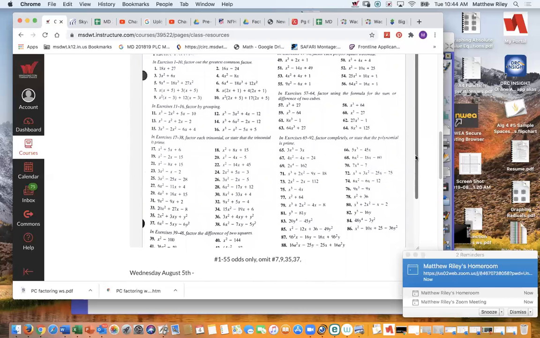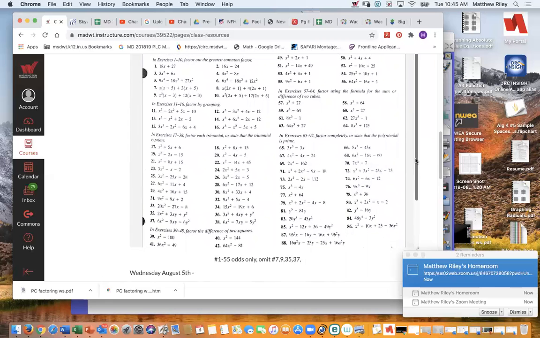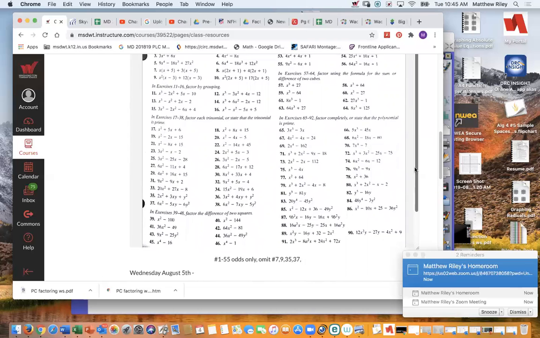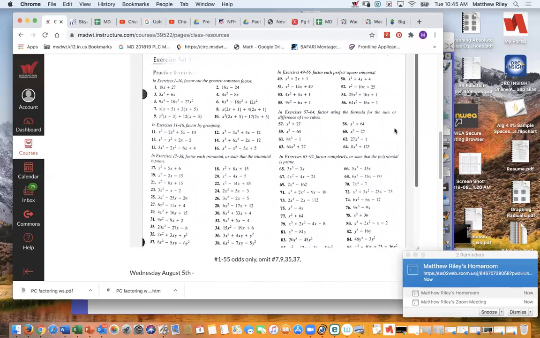Number 17 through 33, I think it was. That's the factoring. The first 3, A is 1. The next 5, A is not 1. 39 through 45 is difference of squares. Then the last 3 is more just factoring, and this says for each perfect square trinomial. Most of this should not be too difficult.